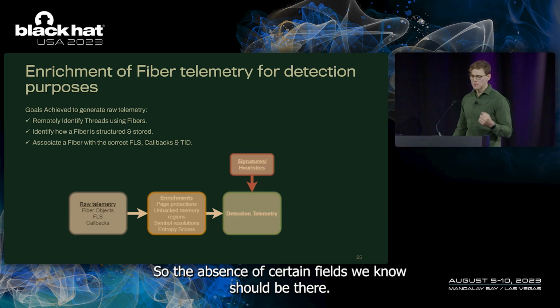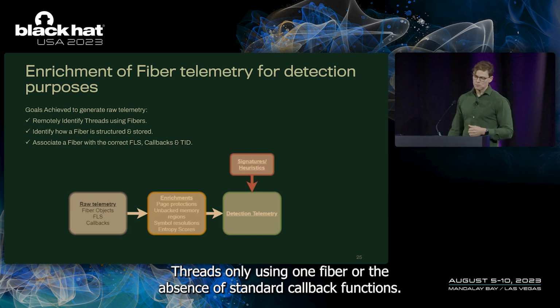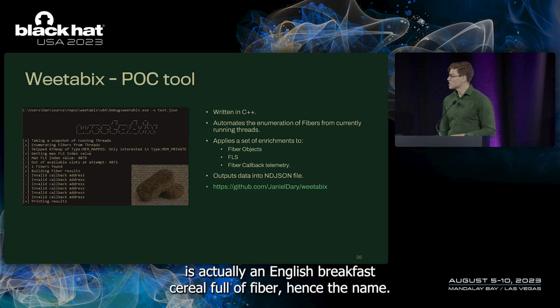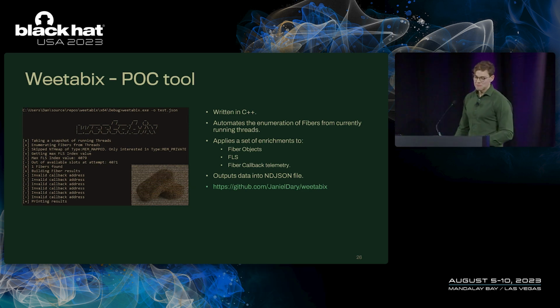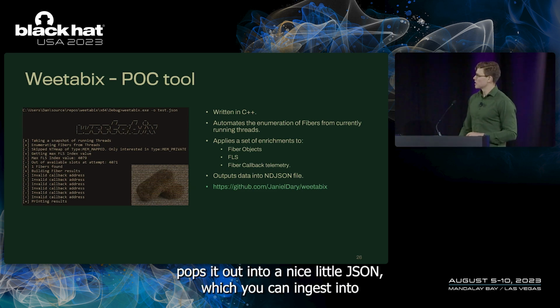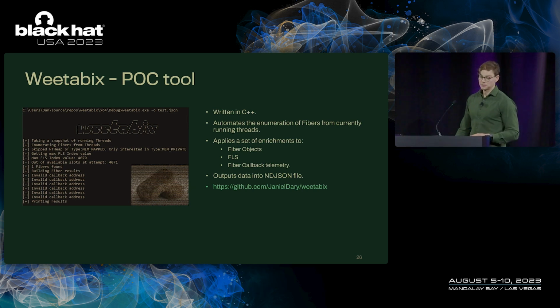So the absence of certain fields that we know should be there, threads only using one fiber, or the absence of standard callback functions. So I combined all this research together into a tool that I built called Weetabix. It's actually an English breakfast cereal full of fiber, hence the name. And what it does is all that remote enumeration for you and enriches it, pops it out into a nice little JSON, which you can ingest into, I don't know, Splunk or Elastic or whatever you're using.